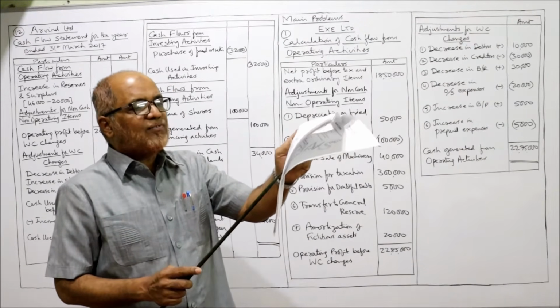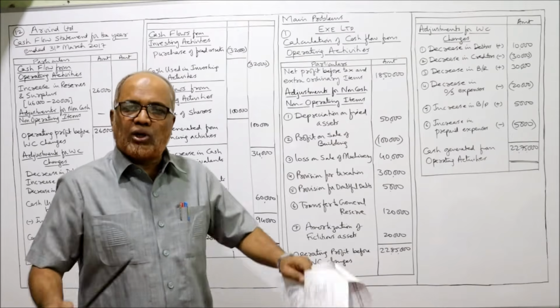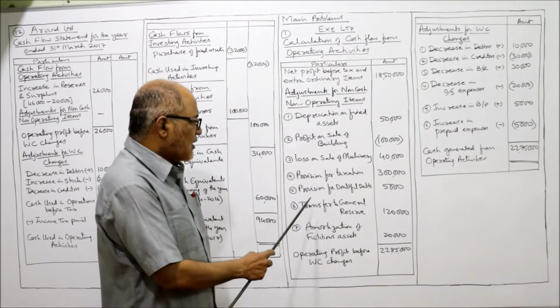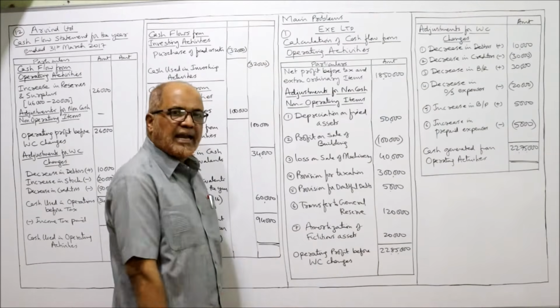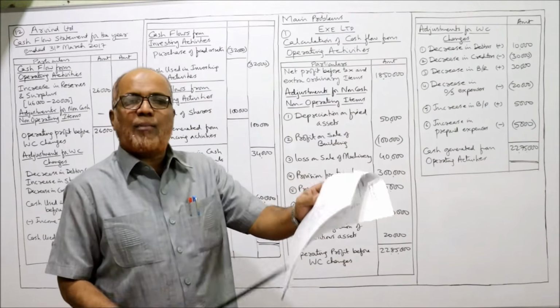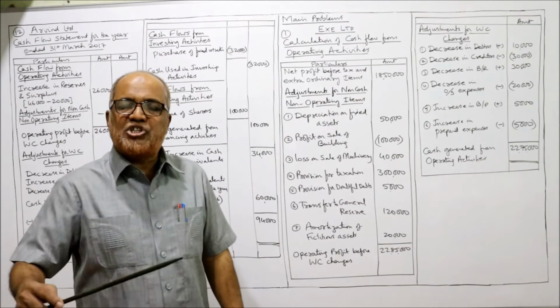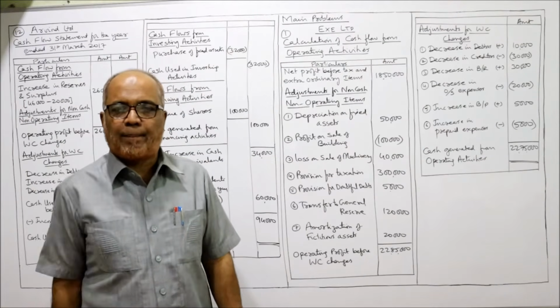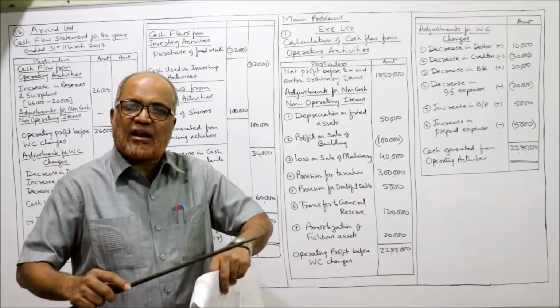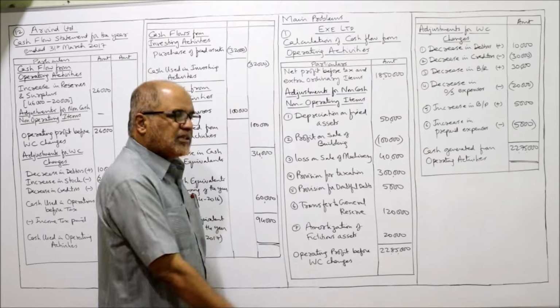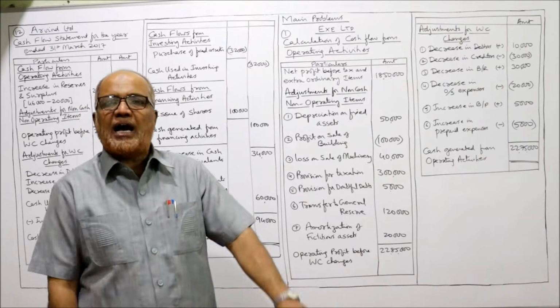Then transfer to general reserve. During the current year, some profit has been transferred to general reserve, so transfer to general reserve, 1,20,000. Last one, amortization of fictitious assets. That means fictitious assets were written off. Amortization means write off. How much? 20,000. So all the items I have taken.